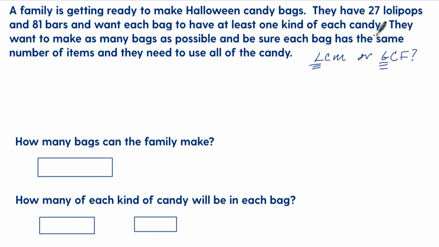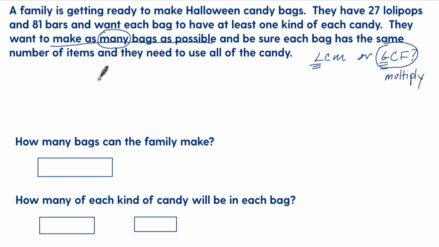And so it says here they want to make as many bags as possible. Not as few, but as many. And so the fact that it's as many as possible tells us we want to do the greatest common factor. And when you hear factors, you want to think multiply the numbers.